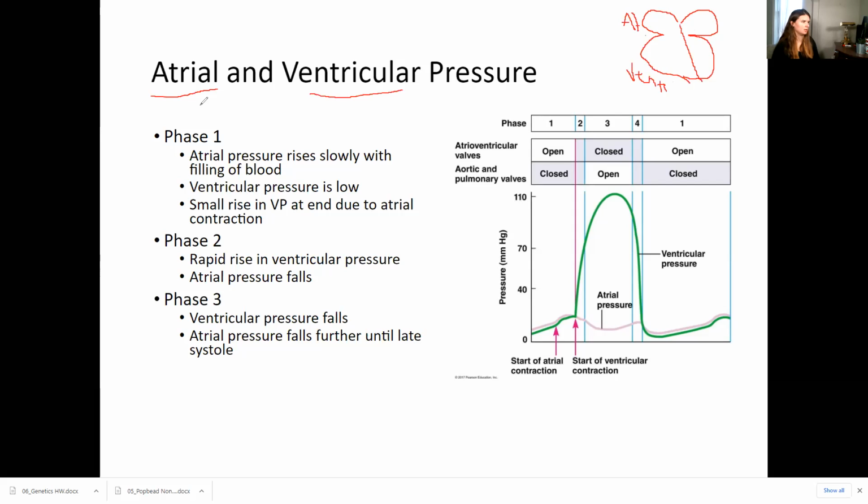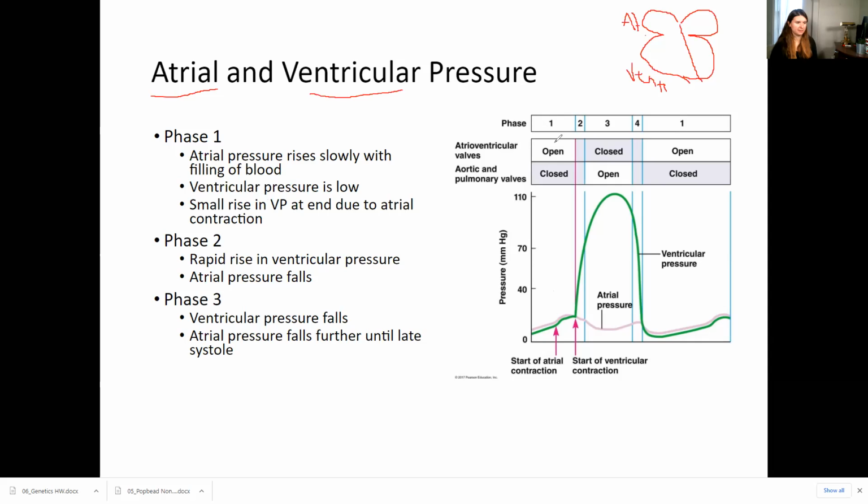Okay. So during our first phase, the atrial pressure is rising slowly as we fill with blood. The ventricular pressure is low. So we can see that there's not a huge difference here. The green is our ventricular pressure. You can see that the green line is slightly below the red line here at the beginning during phase 1. Blood moves towards the area of low pressure, so it moves towards the ventricles. So that's our ventricular filling.